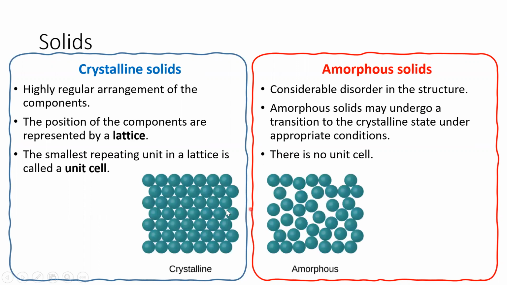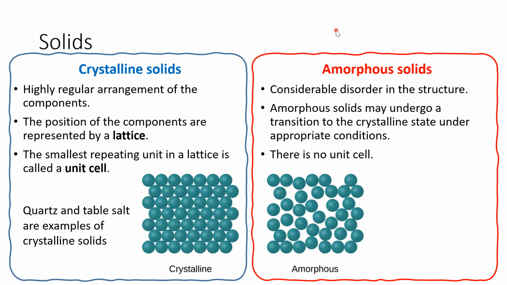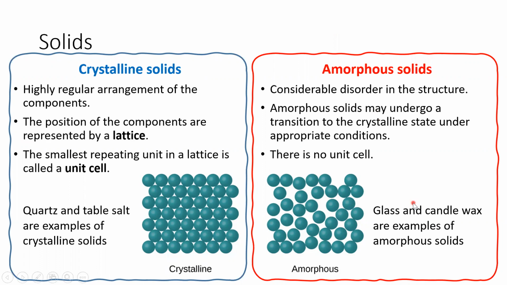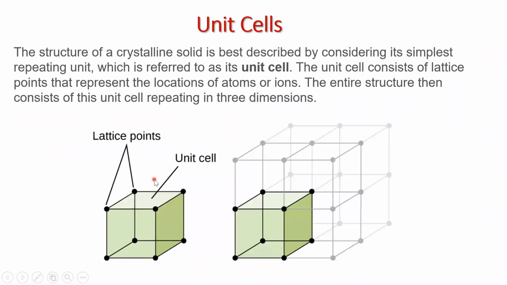So looking at examples, this is a picture depicting a crystalline solid, and this would be more of an amorphous solid. When we look at crystalline solids, sodium chloride is a classic example, or quartz is an example of a crystalline solid, as opposed to amorphous ones. Glass and candle wax are two less ordered types of solids, or amorphous solids. And we're going to spend a little bit more time talking about the crystalline solids and these unit cells.